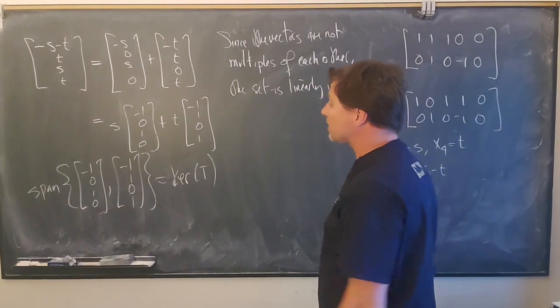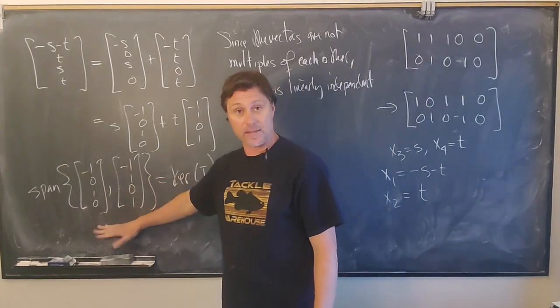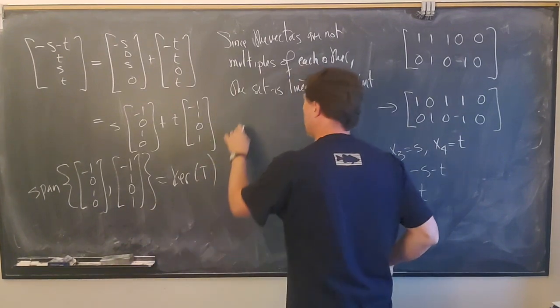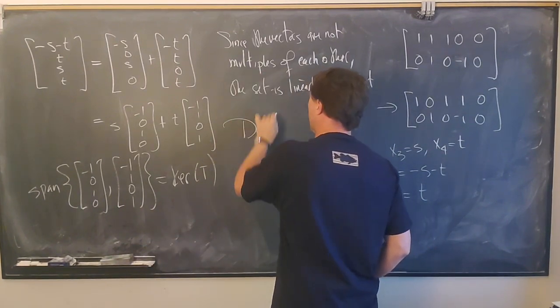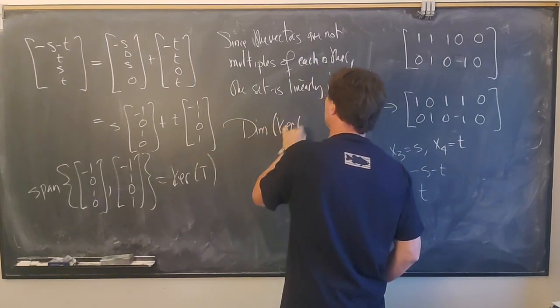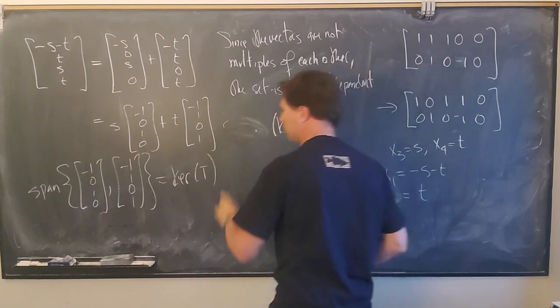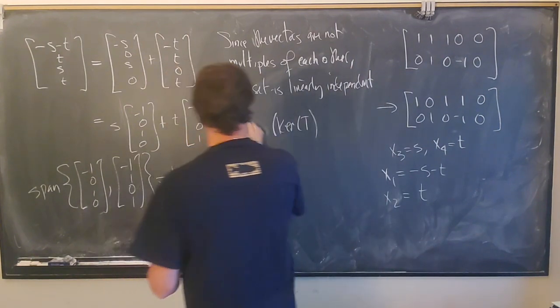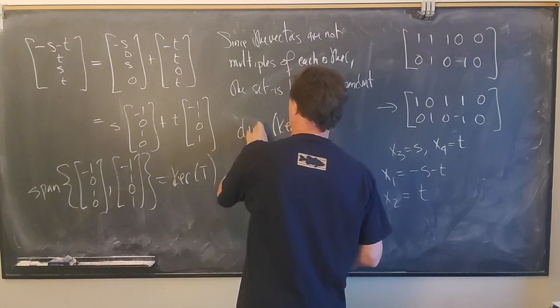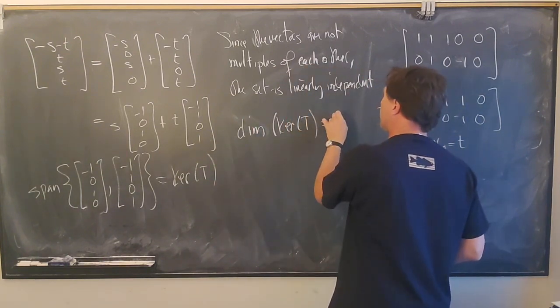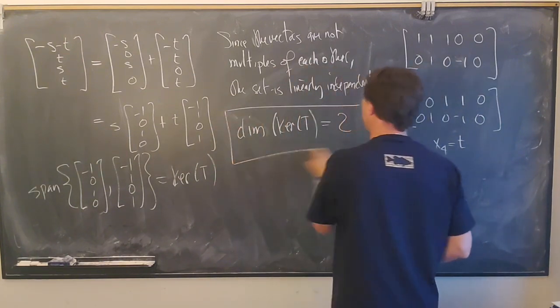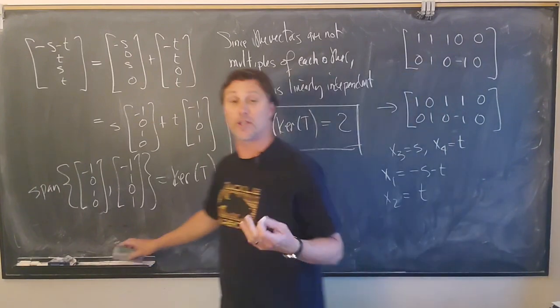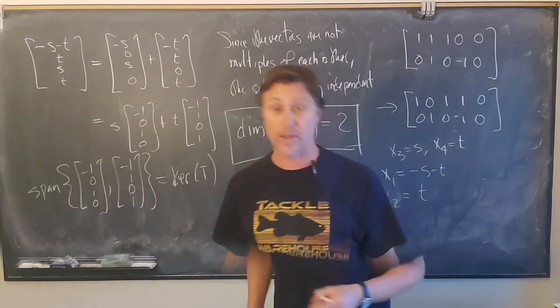So what does that tell us then? This set right here is a basis. And so the dimension of the kernel of T is equal to 2. We have a basis consisting of exactly 2 elements.